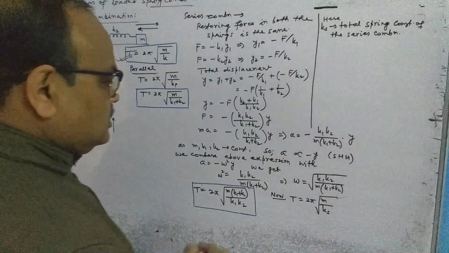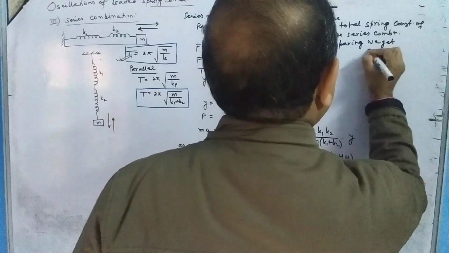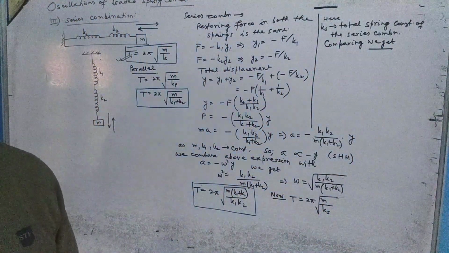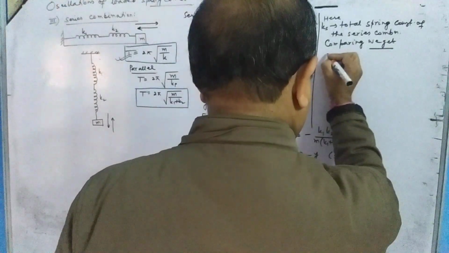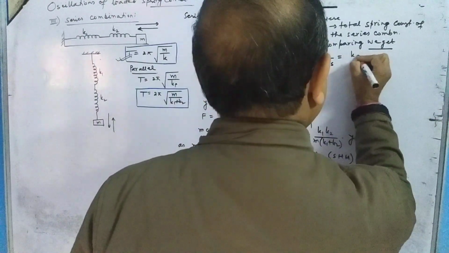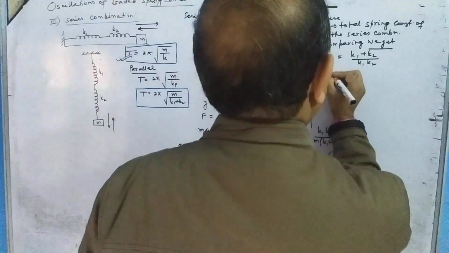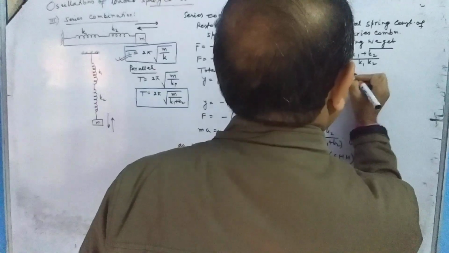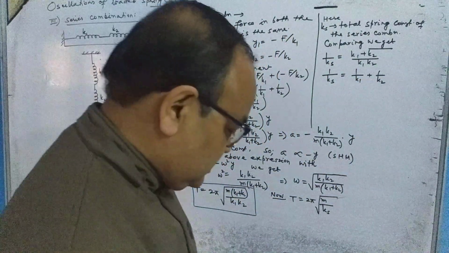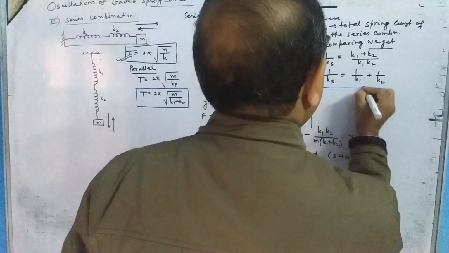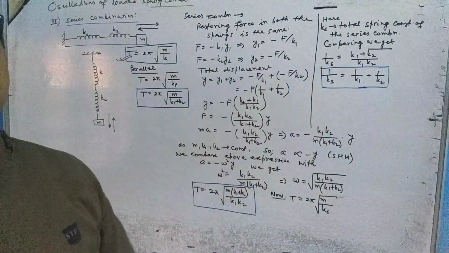So if we compare these two expressions, what are we getting? We are getting 1 by Ks is equal to K1 plus K2 by K1 K2, or we can say 1 by Ks is equal to 1 by K1 plus 1 by K2. This is also a very important thing. Mind this, series combination, two springs, if they have the spring constants K1 and K2, then their series combination will be given by this formula.